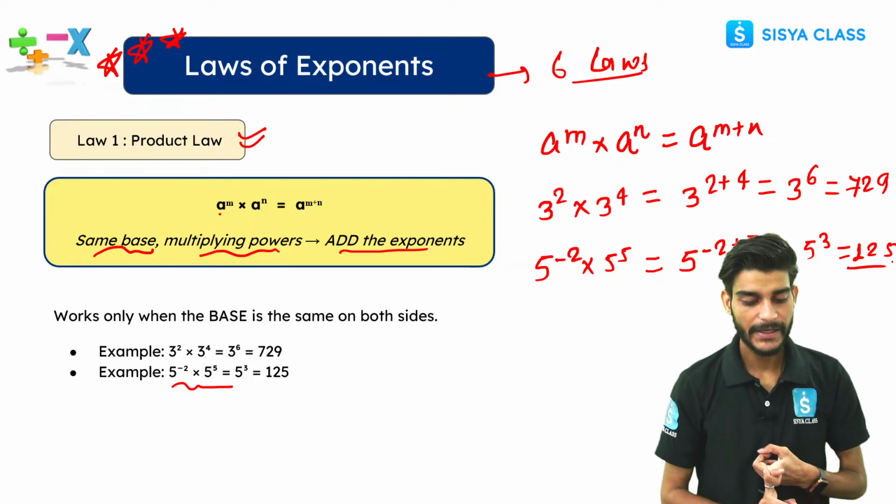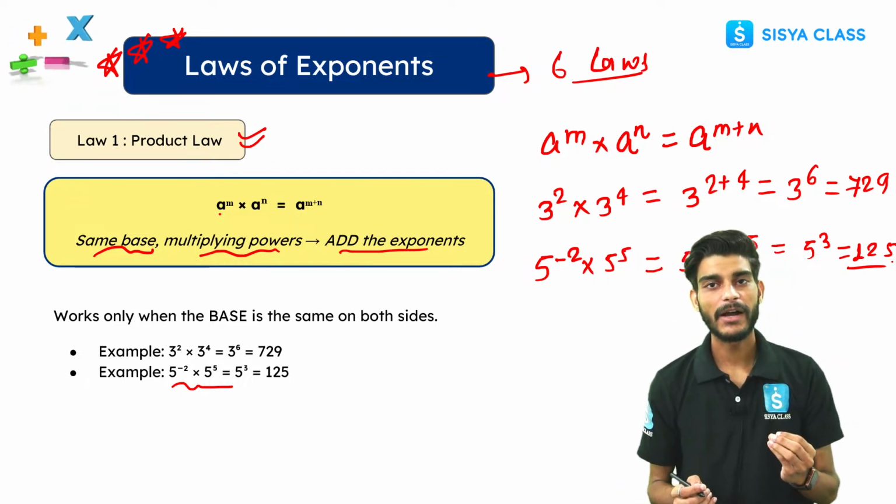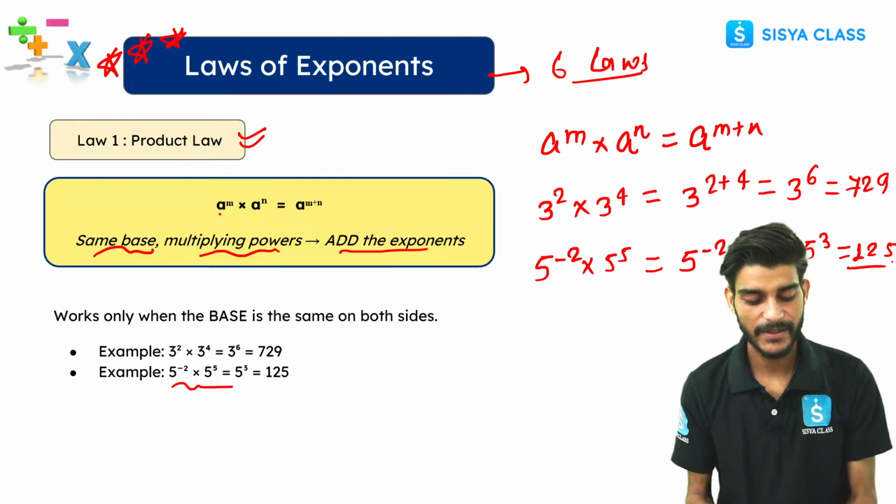Once again I am repeating, when you are given two numbers with a common base but different powers, simply what you have to do is add the powers, right?